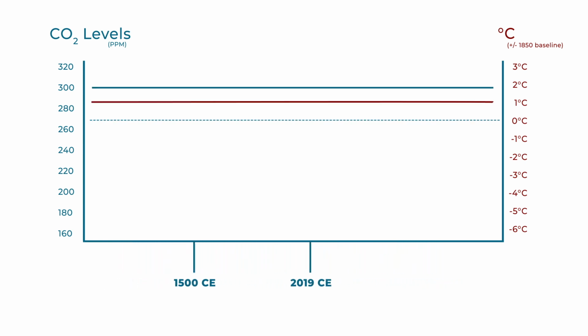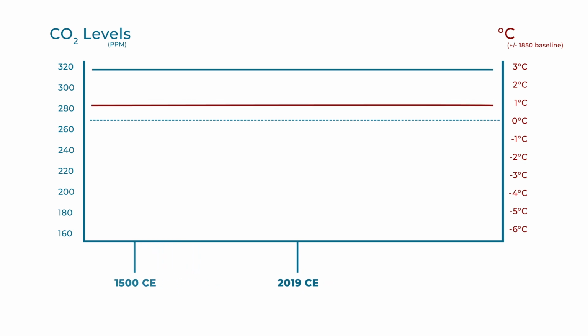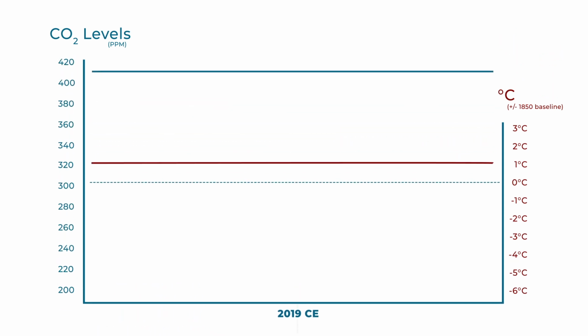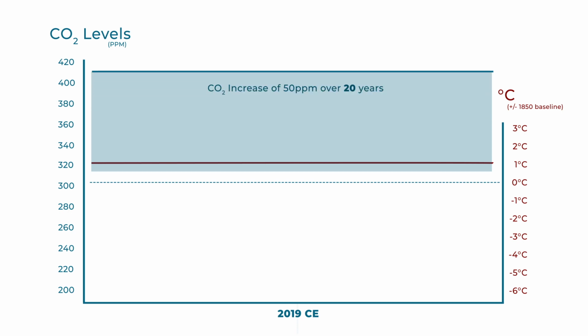Around the middle of the 20th century, we begin to observe a measurable and alarming increase in CO2 levels and in Earth's average temperature. And as happened 10,000 years ago, we again have a dramatic increase in CO2 levels. Only this time, it happened over just 20 years instead of 1,000.